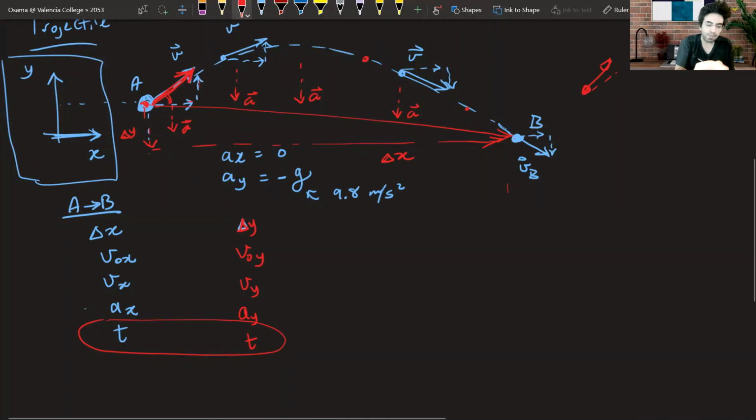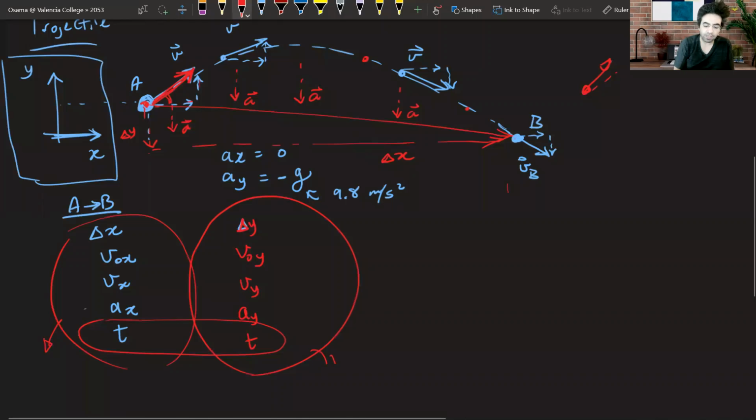And this is what I mean by solving two one-dimensional kinematic problems: these 5 variables, you can solve as a one-dimensional kinematic problem, and these 5 variables, you can solve as another one-dimensional kinematic problem, and they're independent of each other. The only thing that is the same in both is the t's.